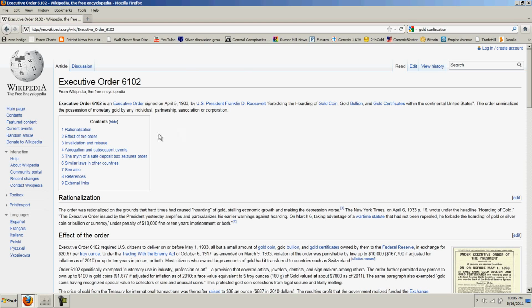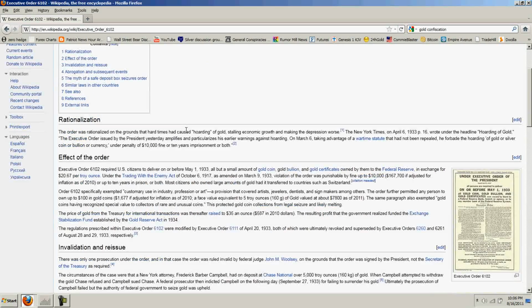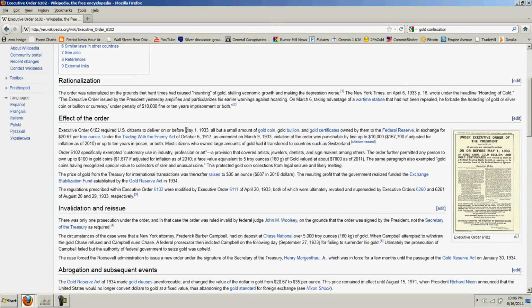So let's read a little bit of this. Executive Order 6102 is an executive order signed on April 5th, 1933 by U.S. President Franklin D. Roosevelt, quote, forbidding the hoarding of gold coin, gold bullion, and gold certificates within the continental United States, unquote. The order criminalized the possession of monetary gold by any individual, partnership, association, or corporation.